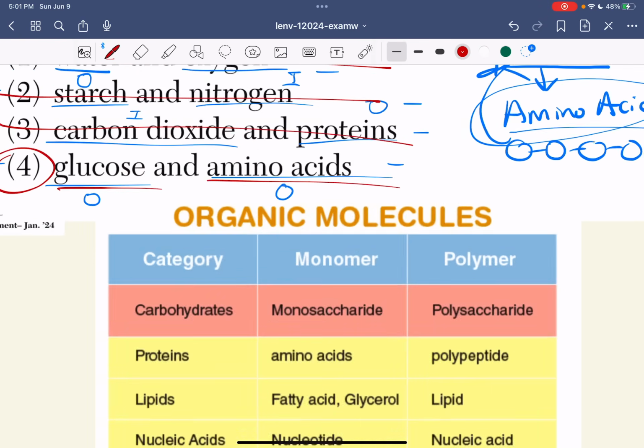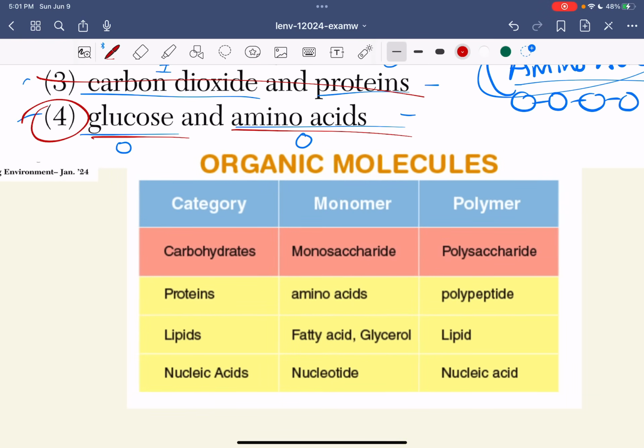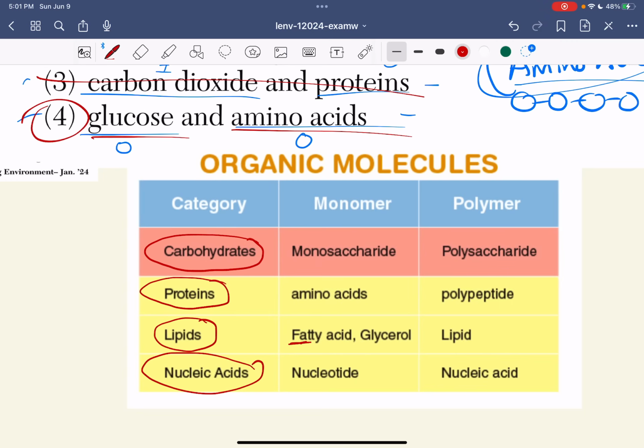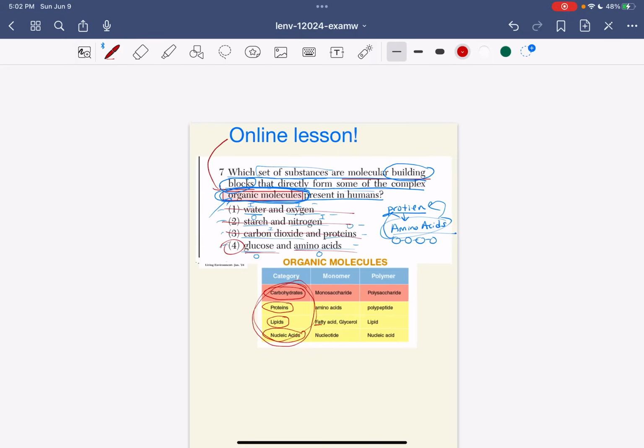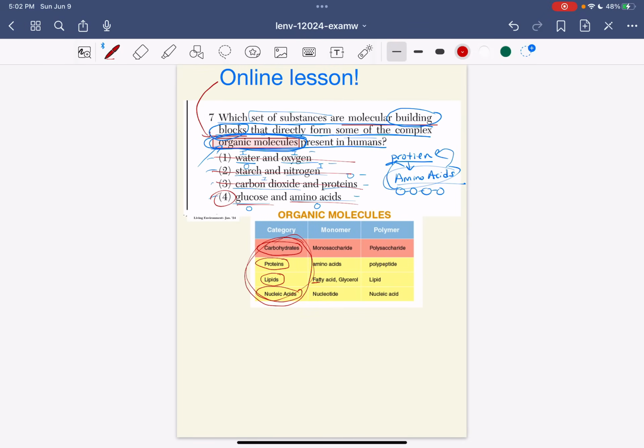So let's just take a quick look at this chart that I put here for you. Organic molecules are carbohydrates, proteins, lipids that are also fat, and nucleic acids that make up your DNA. These are some of the building blocks, some of the organic molecules found in living organisms. Again, there is a whole lesson online if you don't understand what that is.